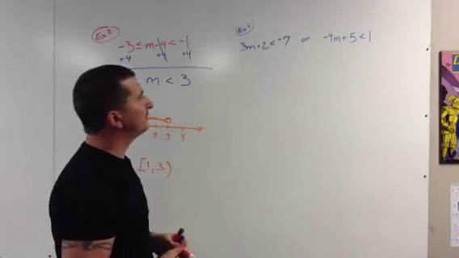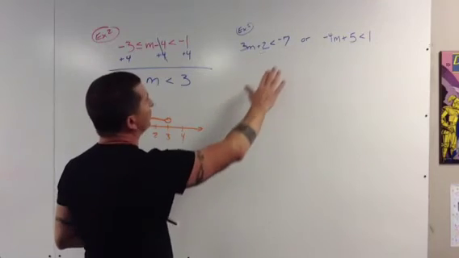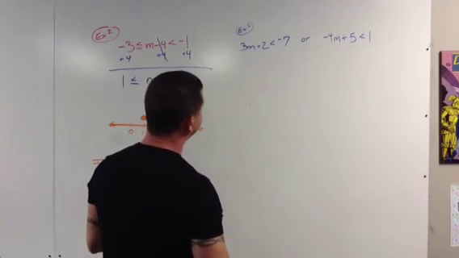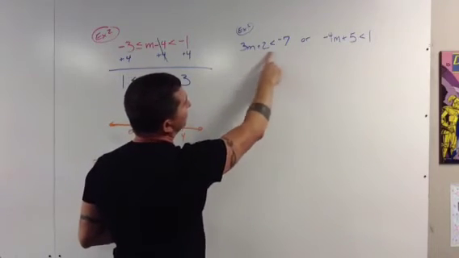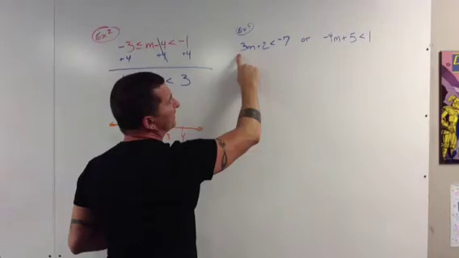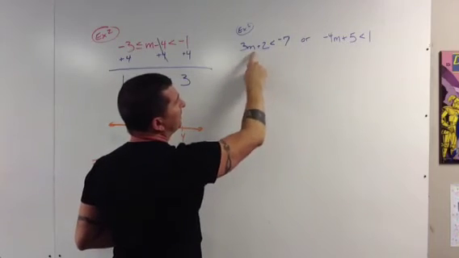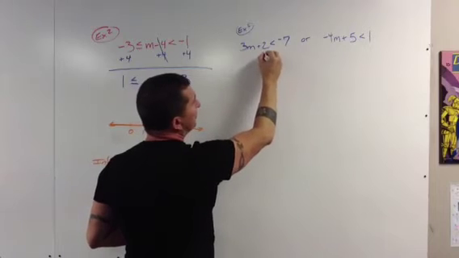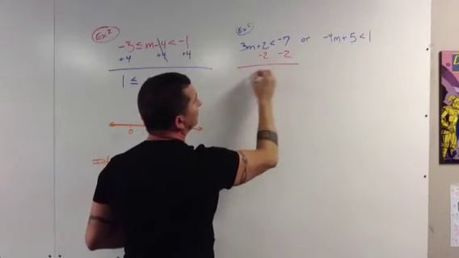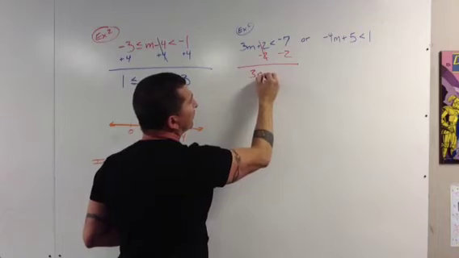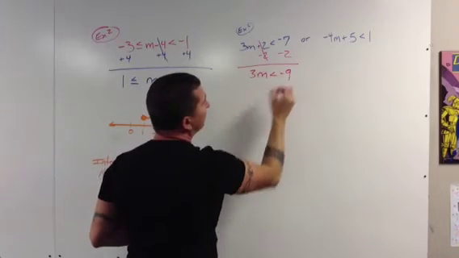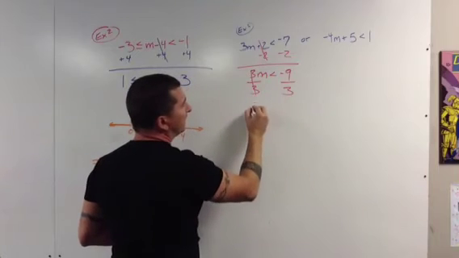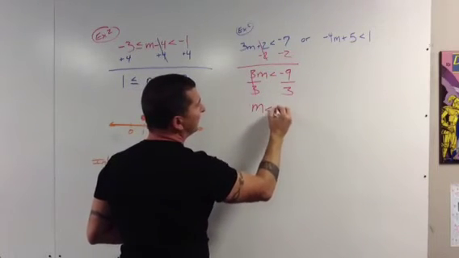Our next example is a compound inequality using the word or. So it's just kind of like having two problems. And this is like a two-step inequality. We have 3m plus 2 is less than negative 7. So we're going to subtract 2 from both sides. We get 3m is less than negative 9. Divide by our coefficient 3, and we get m is less than negative 3.